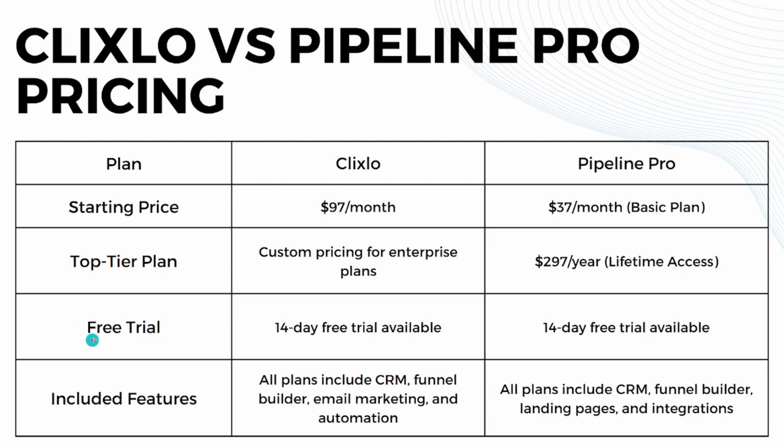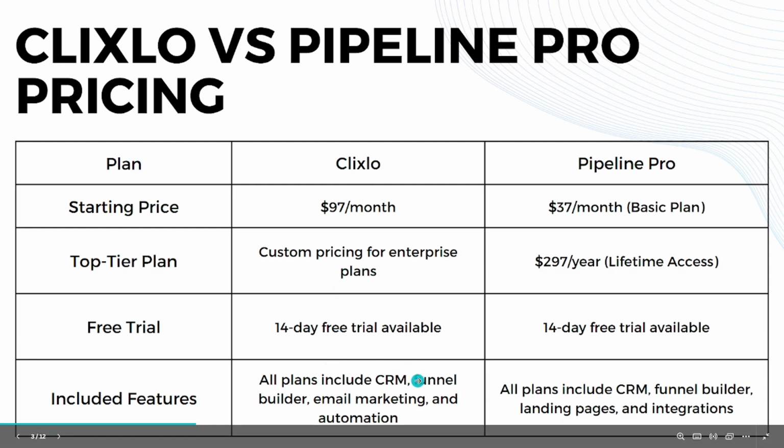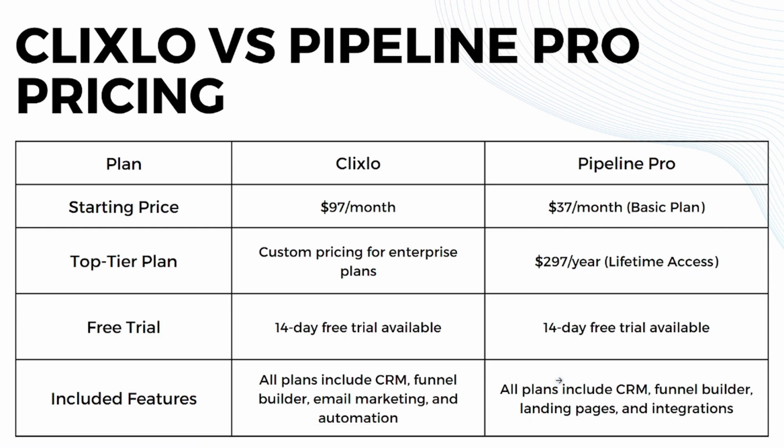And when they talk about the free trial, Clixlo has a 14-day free trial available. Same thing with Pipeline Pro. So you don't have to worry, they offer free trials. So lastly, when it comes to included features, Clixlo has all plans include CRM, funnel builder, email marketing, and automation, while Pipeline Pro plans include CRM, funnel builder, landing pages, and some integrations. So yes, that's it for the simple pricing comparison.